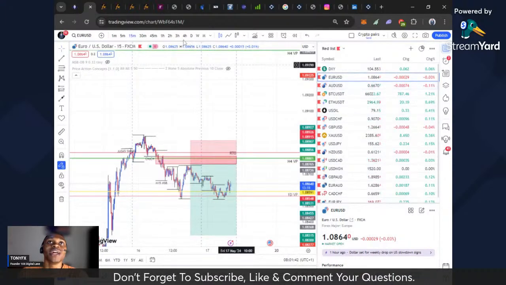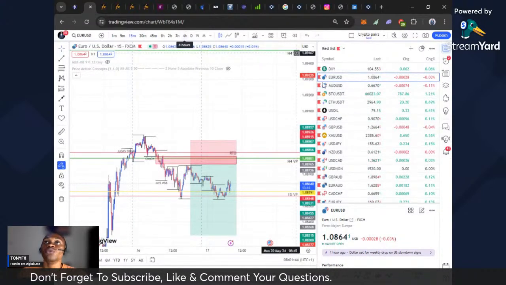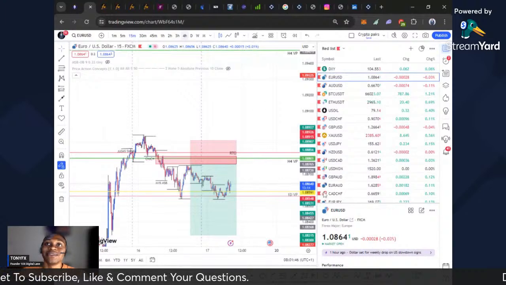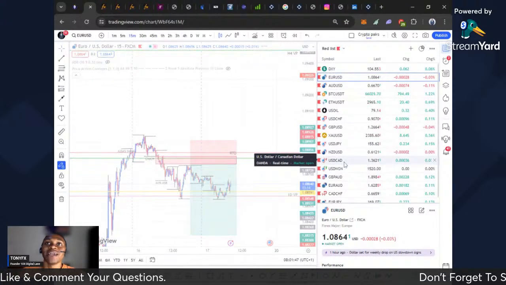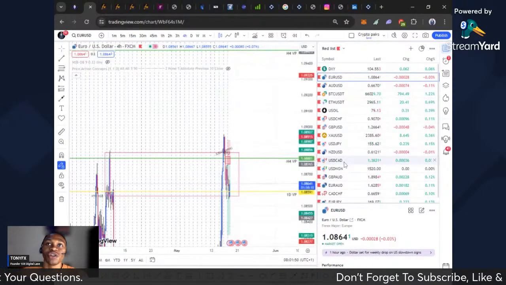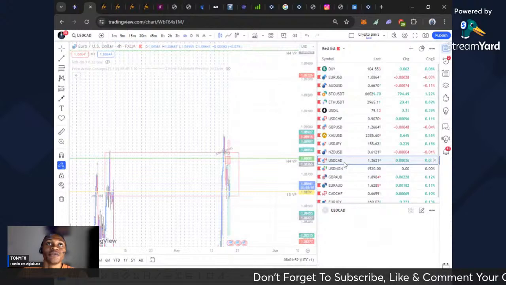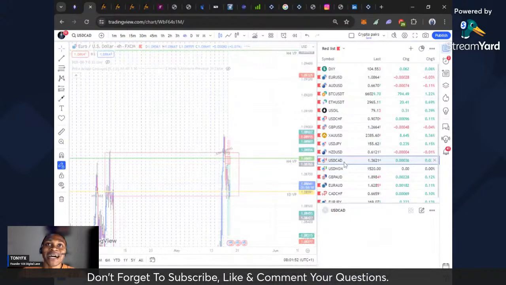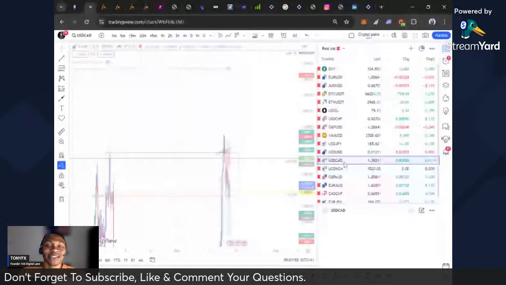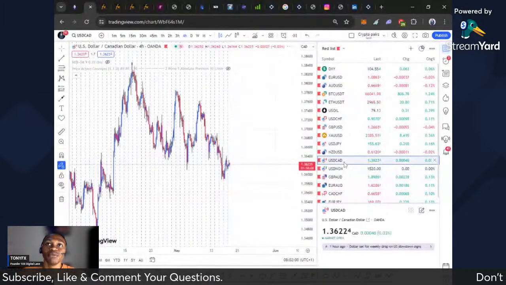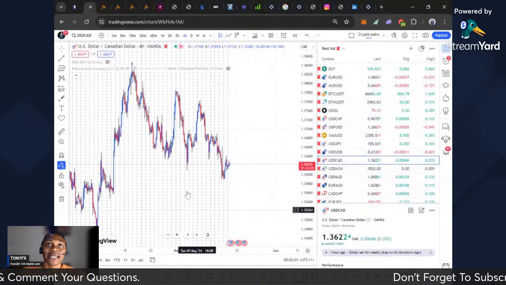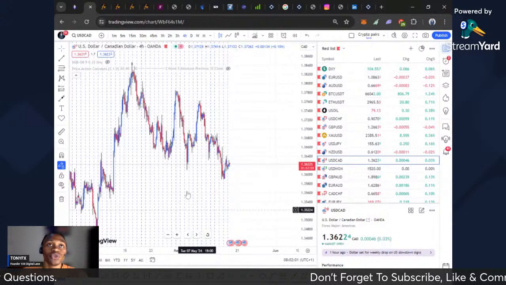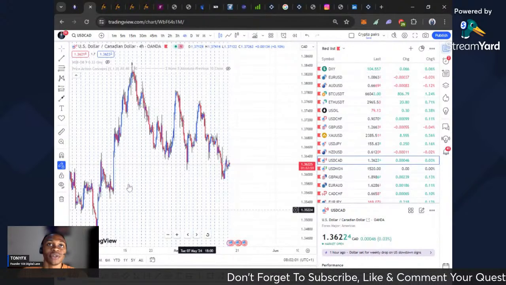So with that said, let's move to the last pair. This pair I'm talking about now has to do with the New York session, and that is USD CAD. I see a setup for USD CAD. It's a very smooth, neat setup. I understood the setup very well.